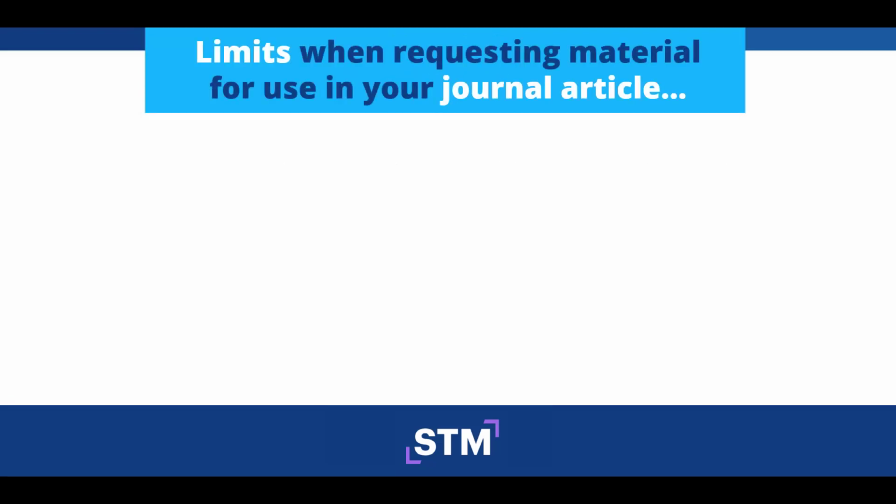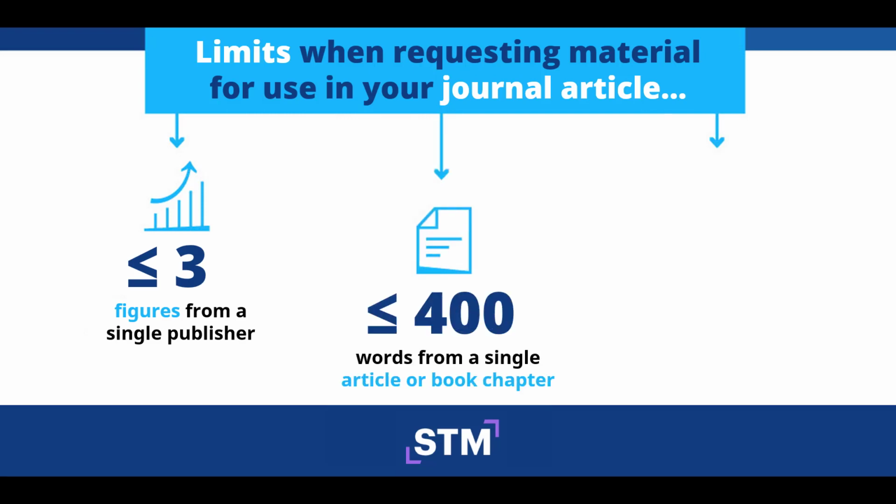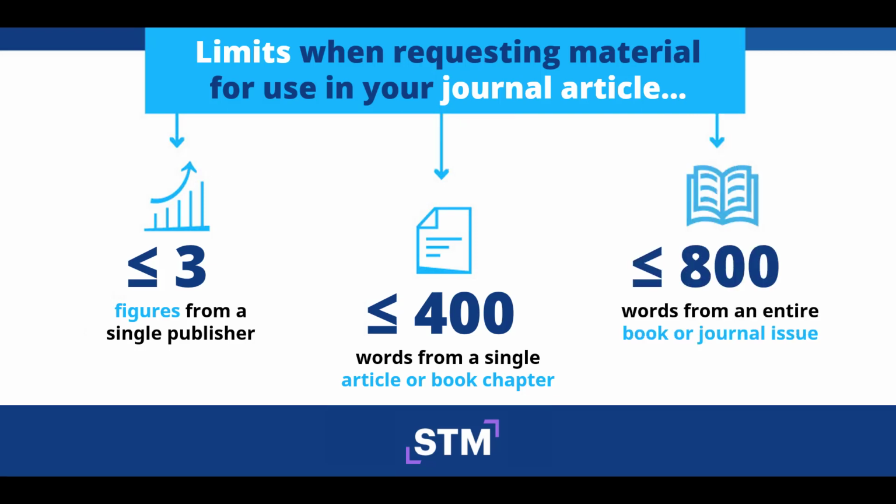When requesting material for use in your journal article, the following limits apply: up to 3 figures from a single STM signatory publisher, up to 400 words from a single article or book chapter, and up to 800 words from an entire book or journal issue.